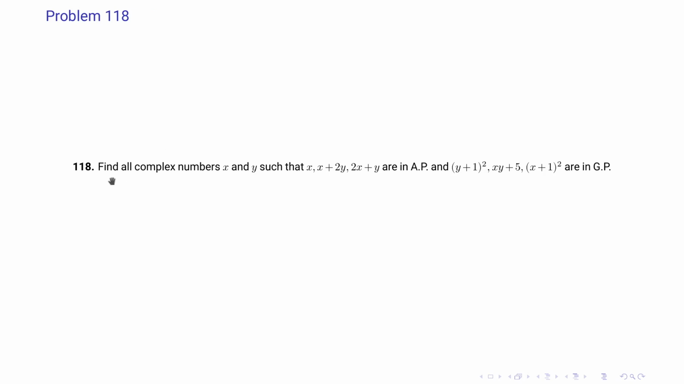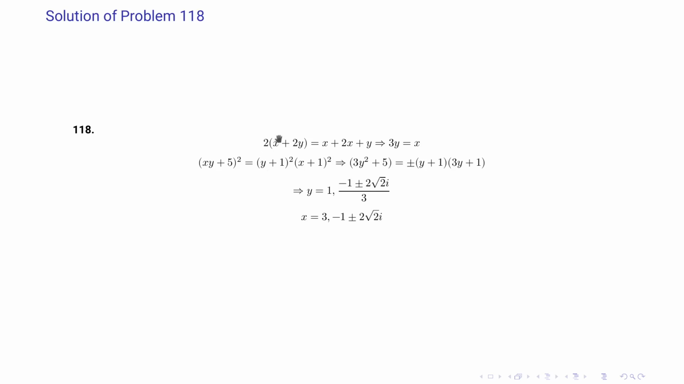Problem 118 says that find all complex numbers x and y such that x, x plus 2y, 2x plus y are in AP, and (y plus 1) whole square, xy plus 5, (x plus 1) whole square are in GP. So from the relationship of arithmetic progression, we find that 2 into (x plus 2y) is equal to x plus 2x plus y, that is 3y is equal to x.